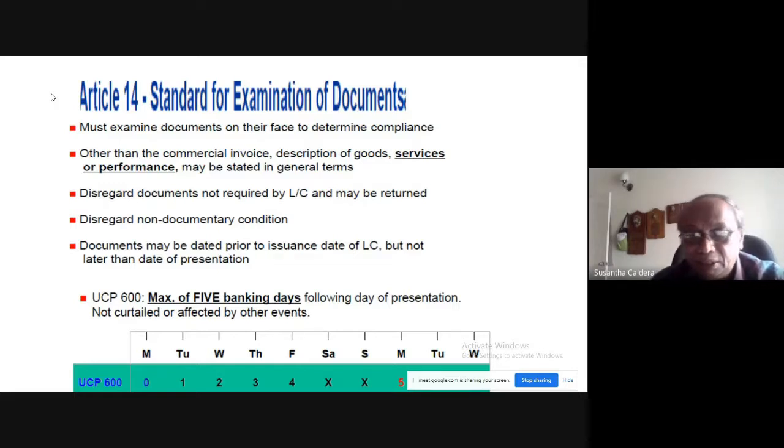Documents may be dated prior to the issuance date of the LC, but not later than the date of presentation. Right? It is clear. We can do that, but not later than the date of presentation. Date of presentation is 13th September. Then you can't have any documents dated after 13th September. It has to be prior to the presentation date.